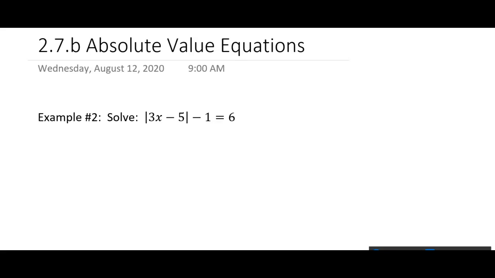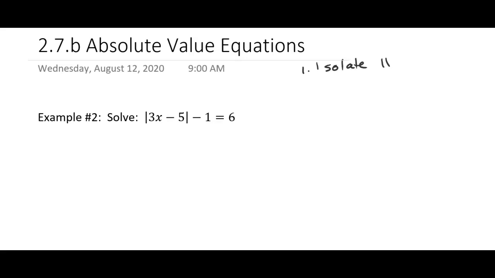So now we have some examples of absolute value equations that we're going to solve. They've got a little more involved. So the first thing you want to do when you have an absolute value equation is, step one, you have to isolate the absolute value. Isolate the absolute value, okay?